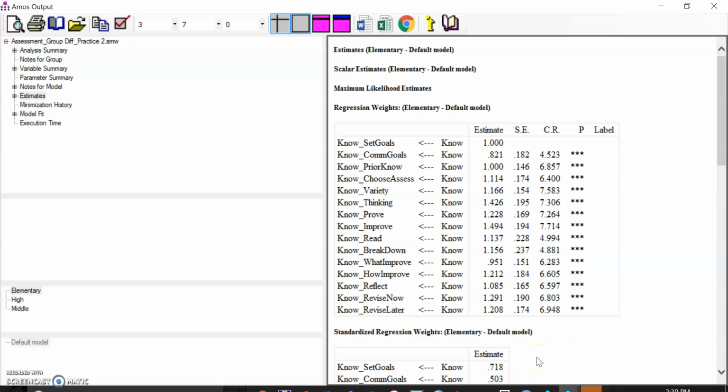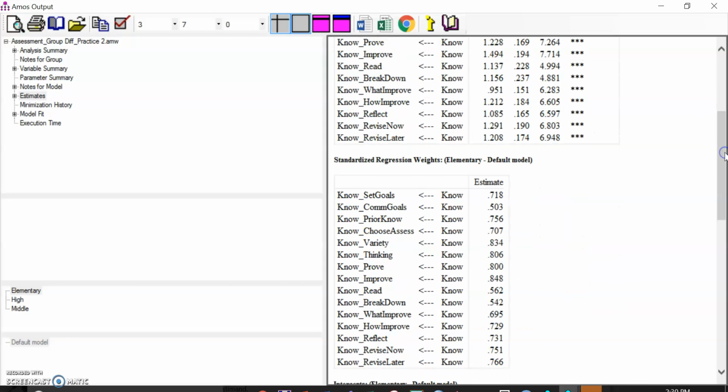If we wanted to actually test if these factor loadings are specifically different, we would have to go further into our invariance testing to get to metric invariance to test that. We are not doing that in this class. We are stopping at configural invariance. If you want to go further, you are more than welcome to.